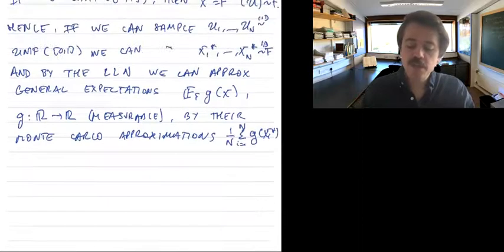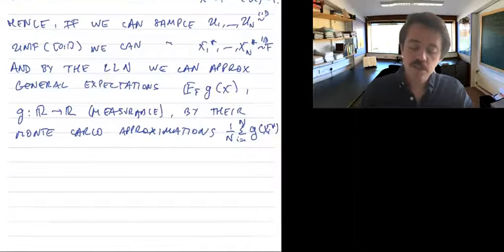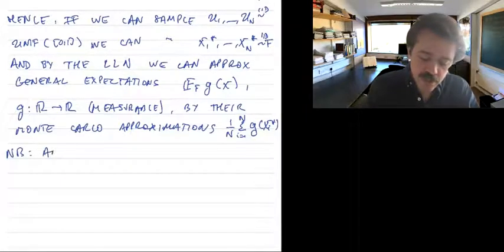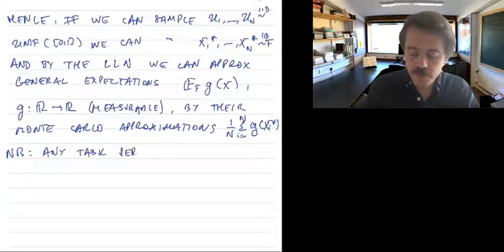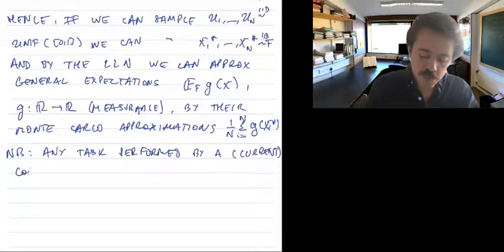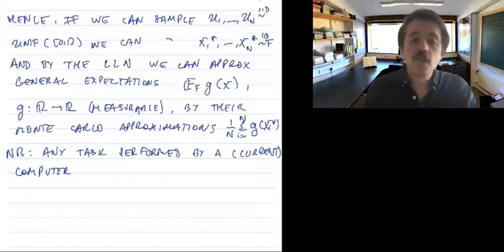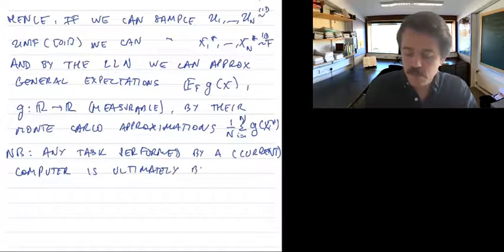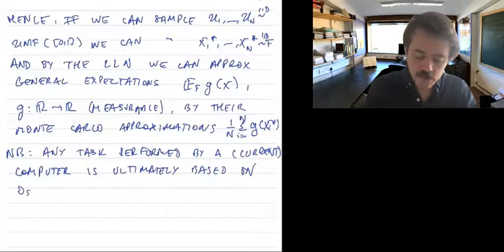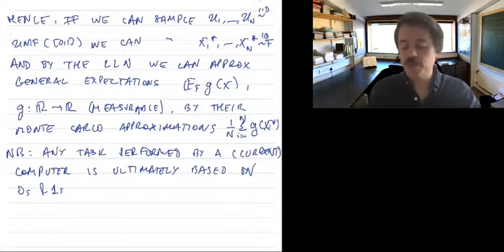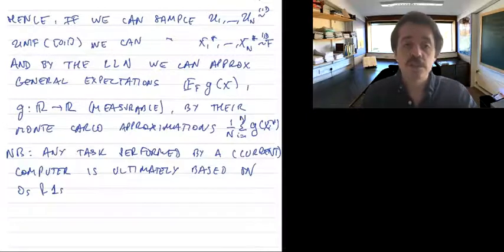So then, can we simulate these uniforms? That's the question. Well, let's become a bit practical and say that any task performed by a current computer, I don't know what will happen in the future, is ultimately based on combinations of zeros and ones. So if we wish to sample the U's, we need to do it through zeros and ones.